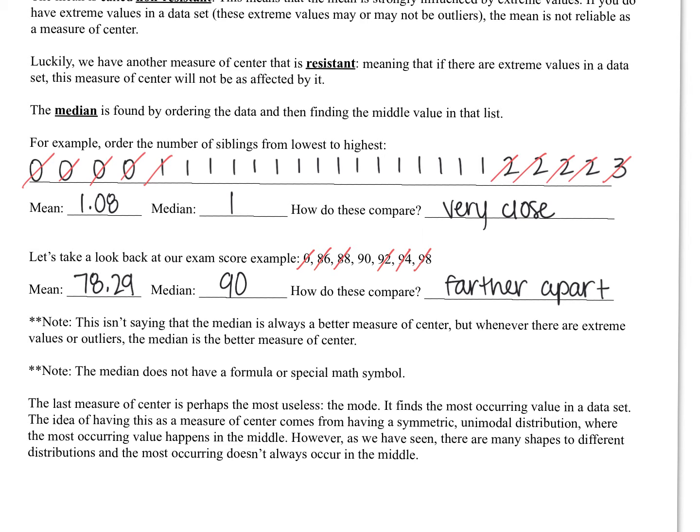So mode finds the most occurring value in the data set, and that most occurring value can happen anywhere in the distribution. It could be the smallest number, it could be the biggest number, it could be in the middle, it might not. It doesn't have to follow the shape of the distribution. So if you have a symmetric shape, it doesn't necessarily mean that the mode is in the middle. It could be left skewed, it could be right skewed, the mode could be anywhere. So we don't use mode at all for center, ever.